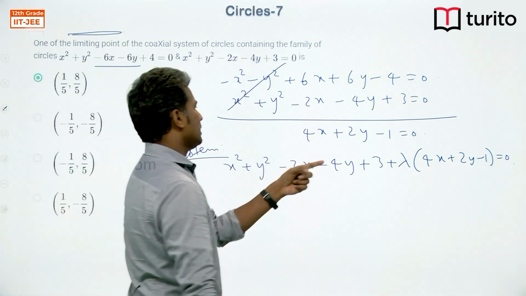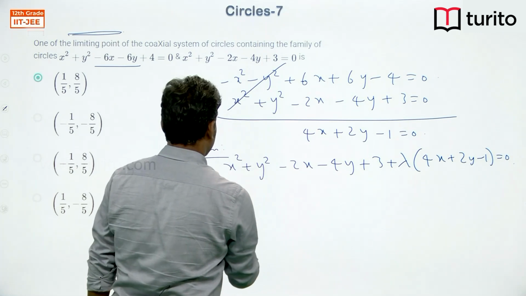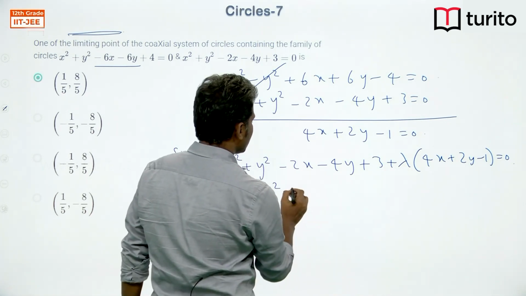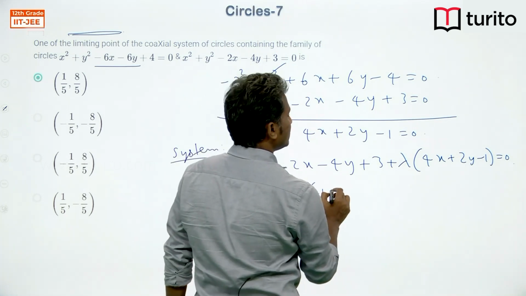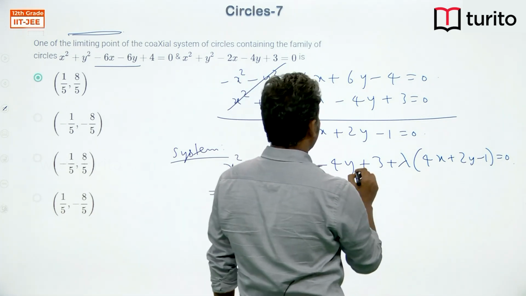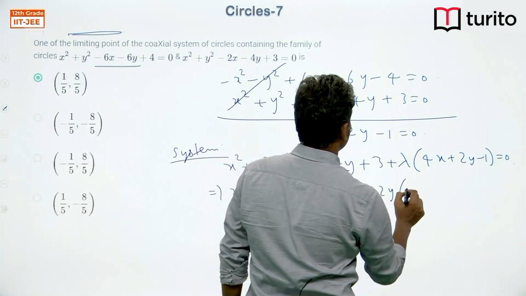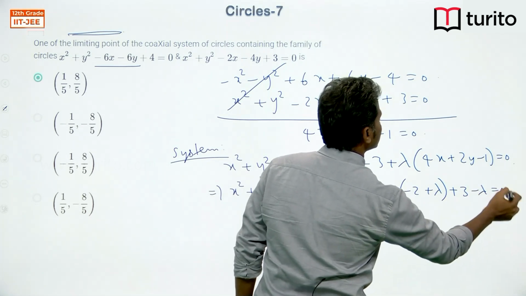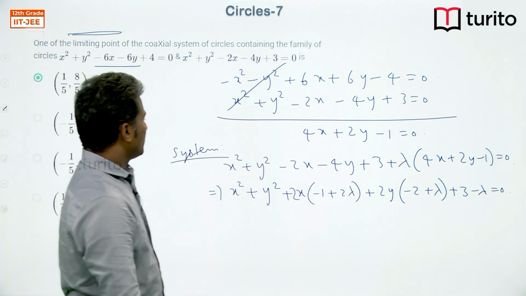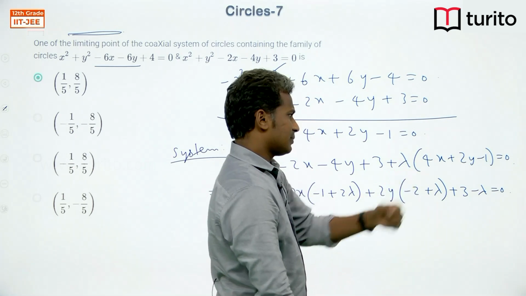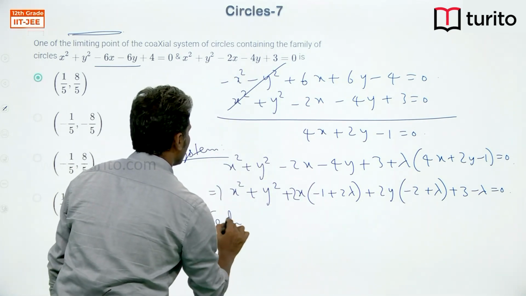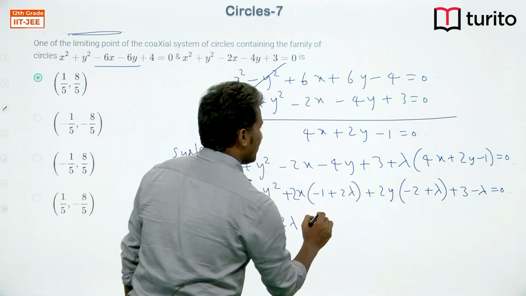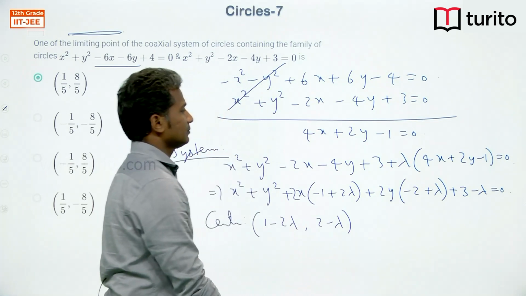Now, if I club x terms, y terms and constant terms, I can further write this equation as x square plus y square plus 2x into (minus 1 plus 2 lambda), and if I take 2y common, I will get (minus 2 plus lambda), and the constant term is 3 minus lambda. So, here we are getting plus 2x into something plus 2y into something. Now, what will be the center of this circle? The center of this system will be (1 minus 2 lambda, 2 minus lambda). That will be the center.